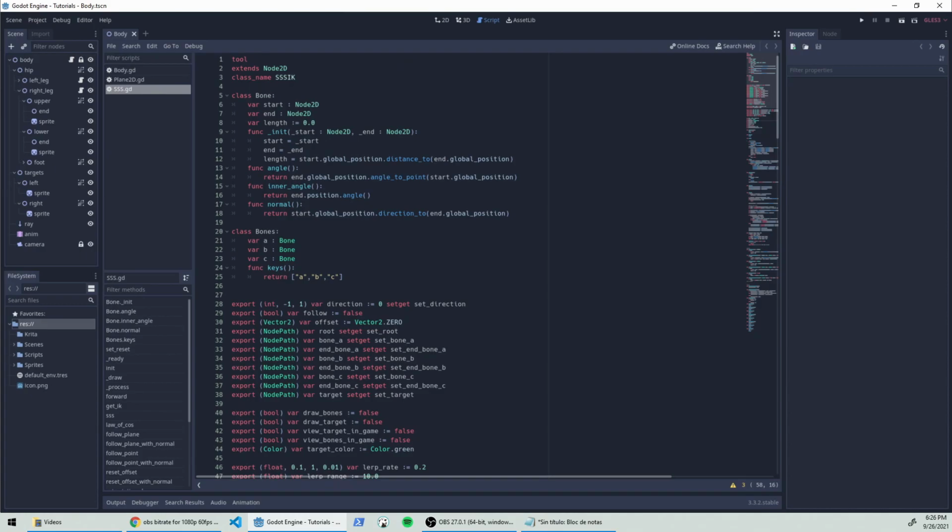So the first part is we're going to look at the variables that we need, and this is just the way I've set it up. The actual algorithm for the IK may use a lot less. Okay, let's get started. So first I have a bone class. This is just for easy access within the editor, so I don't have to be guessing or remembering all of these properties.